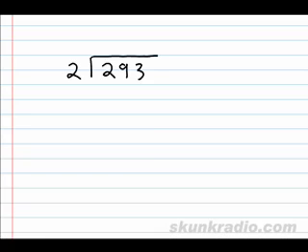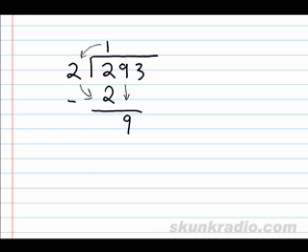The technique is we take this 2 that's outside here, and we ask ourselves, how many times will 2 go into this first number 2? Well, pretty easy. It goes 1 time. 1 times 2 is 2. And then we draw a line under it. We subtract. 2 minus 2 is 0. And I don't write the 0 down. I just carry down the very next number.